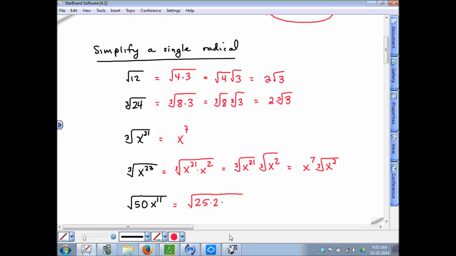Now we deal with the variable. X to the 11th is a problem because 11 is not divisible by 2. So we need the next smallest number that is divisible by 2. X to the 10th. And then that means we have an x to the 1 left over. That's an x to the 10th. Yep.